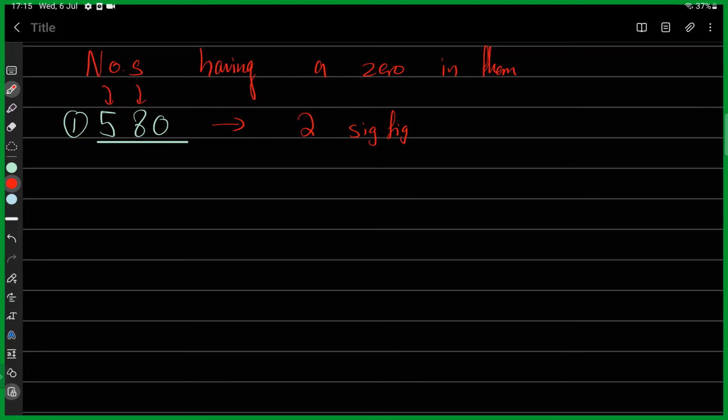It basically means, if I had 5802, now if I count the number of significant figures, I would count this one, 1, then this one, then this one, and then this one. So we have 4 significant figures, because after this 0, we have a non-zero number. Okay. So this is how the definition is.